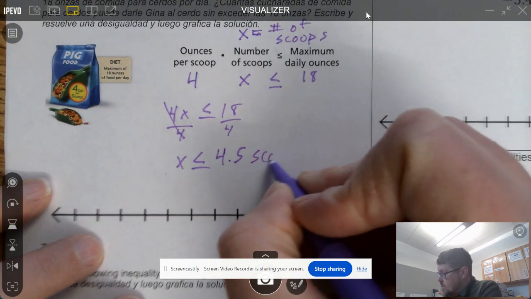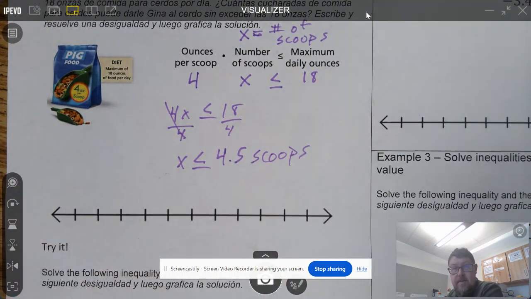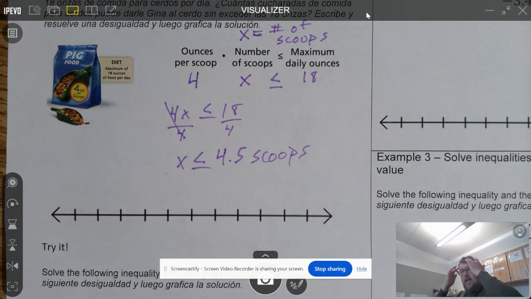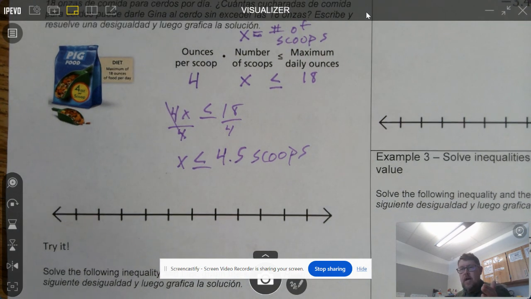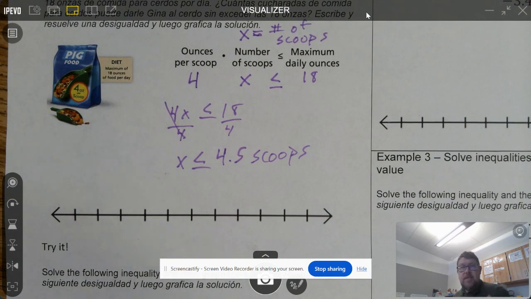So basically, each scoop has to be less than 4.5. Well, no, sorry. What am I getting at here? There are a maximum of 4.5 scoops in that bag based on how much she can feed that pig.